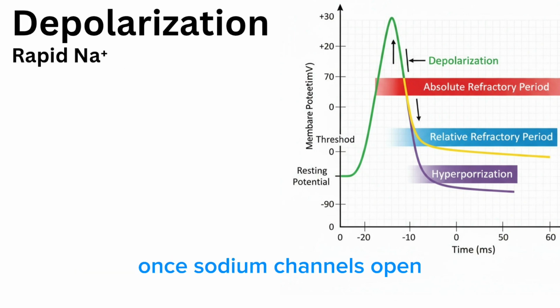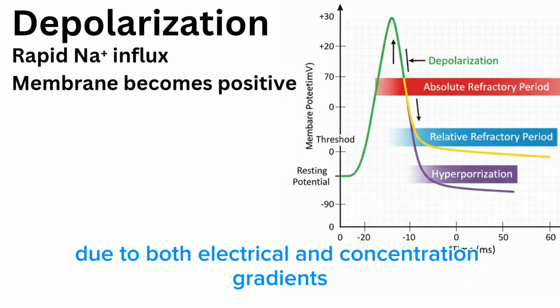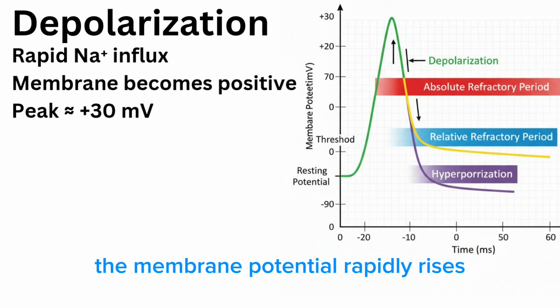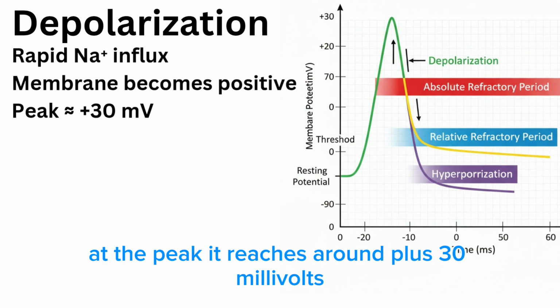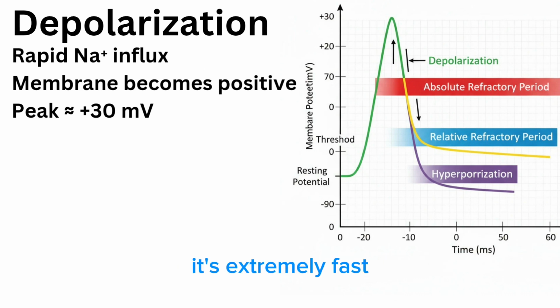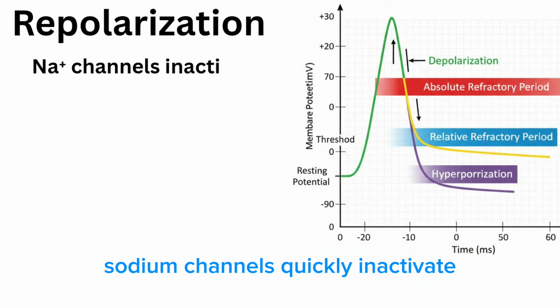Once sodium channels open, sodium rushes into the cell due to both electrical and concentration gradients. The membrane potential rapidly rises. It crosses zero and becomes positive. At the peak, it reaches around plus 30 millivolts. This phase is called depolarization. It is extremely fast. Sodium channels quickly inactivate.